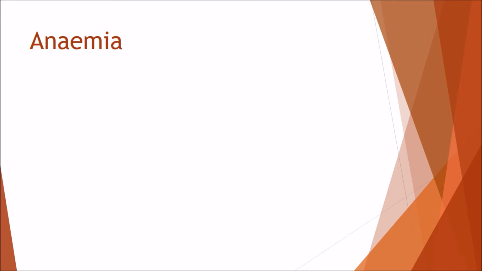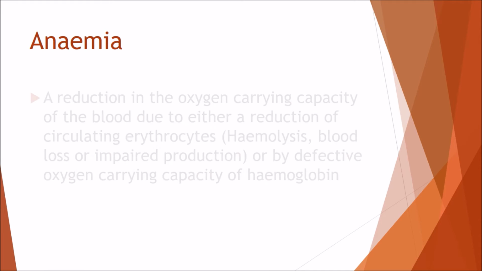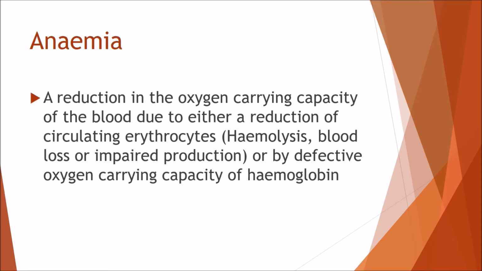So I'm pretty sure that most people define anemia as just like a blood deficiency or somewhere along those lines, but it's not just as simple as that. There's many different things which contribute to an anemic state. So anemia is a reduction in the oxygen carrying capacity of the blood due to either a reduction of circulating erythrocytes, so this can either be as a result of hemolytic anemia, blood loss, or impaired production of new erythrocytes, or it can be caused by defective oxygen carrying capacity of hemoglobin itself, so not just impairment of the red blood cell, but down to the more molecular level, so how the hemoglobin molecules themselves are impairing oxygen carrying capacity.